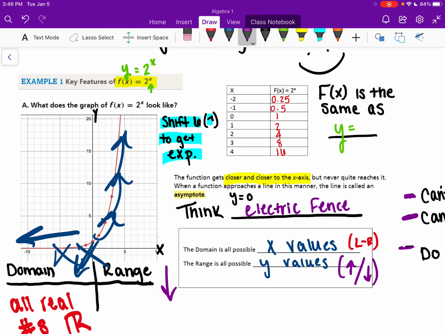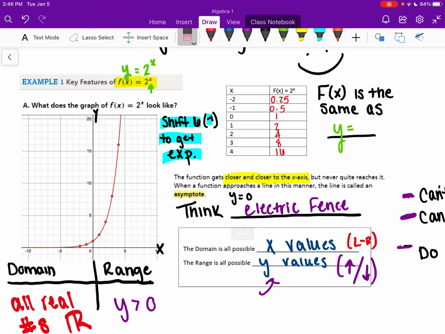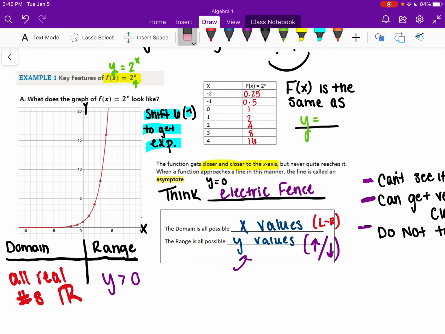So the way we write that, because the range is talking about the y values, we write that just like a little inequality, that the y values have to be greater than 0. And we use greater than because we're not equal to it and we're bigger than it. So one really easy way we'll always write the domain and the range is the domain will always be all real numbers and the range will be y is greater than 0. Make sure you take good notes of this because those are the important key features of every exponential function, not just 2 to the x.